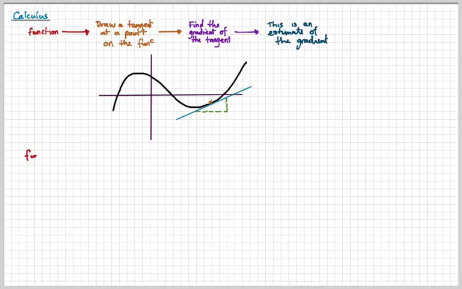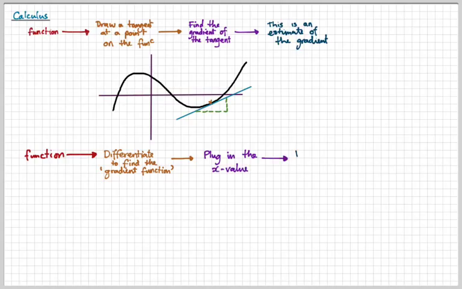Okay, so for calculus it's similar. We take a function, then instead of drawing a tangent at a point, we're going to differentiate. So we differentiate to find the gradient of the function. Then we plug in the x value where we're trying to find the gradient, and this will give us the exact gradient at that point on the function. Okay, so this is how calculus links to estimating gradients, which we looked at before.